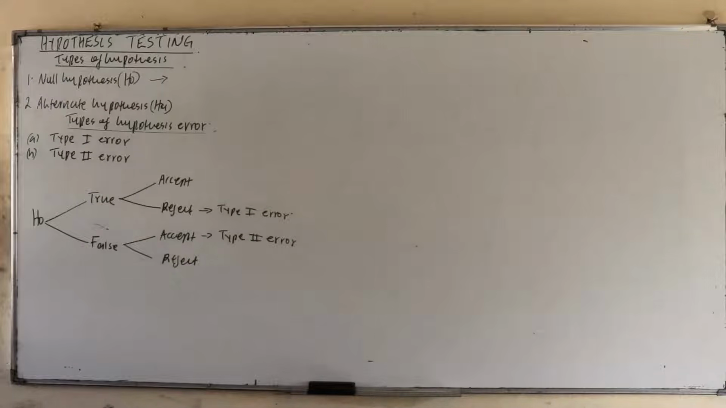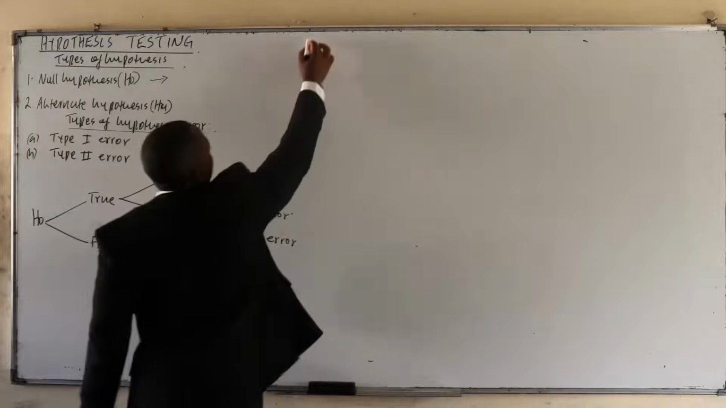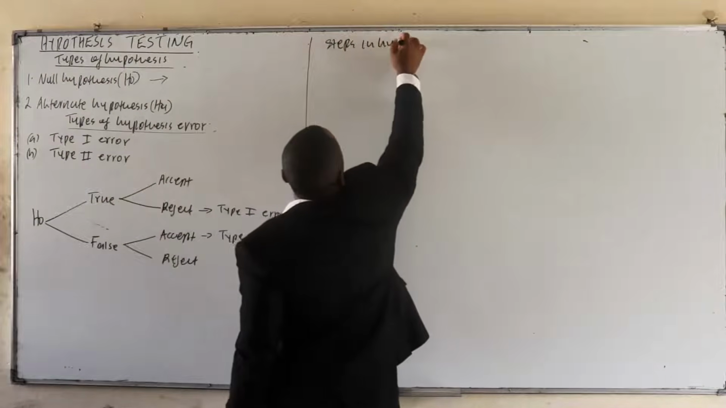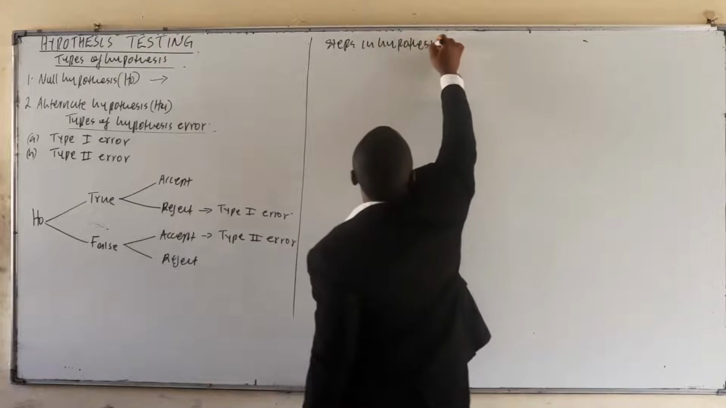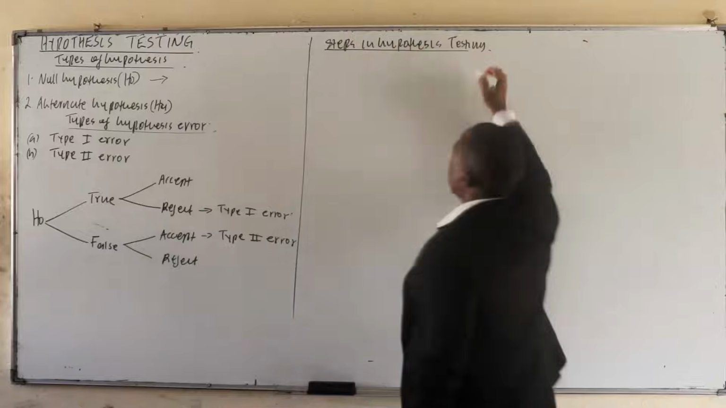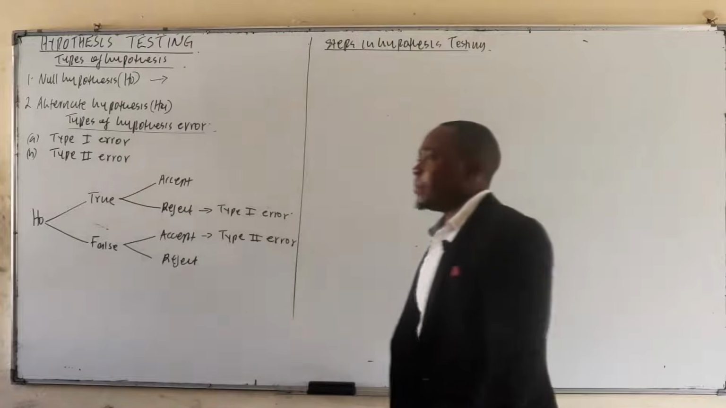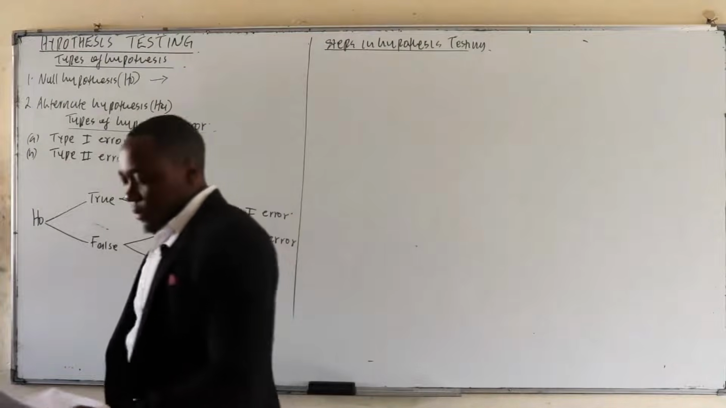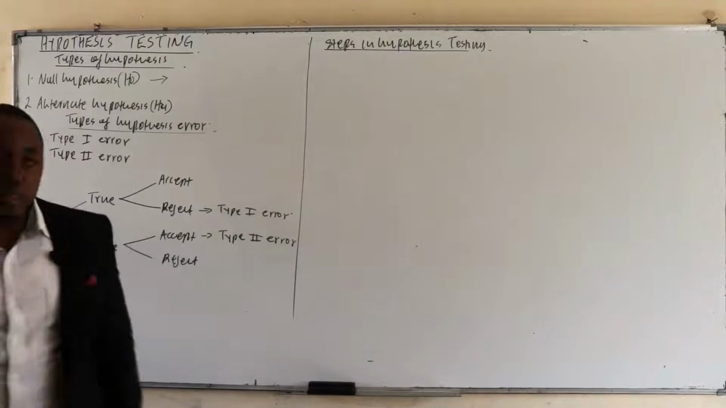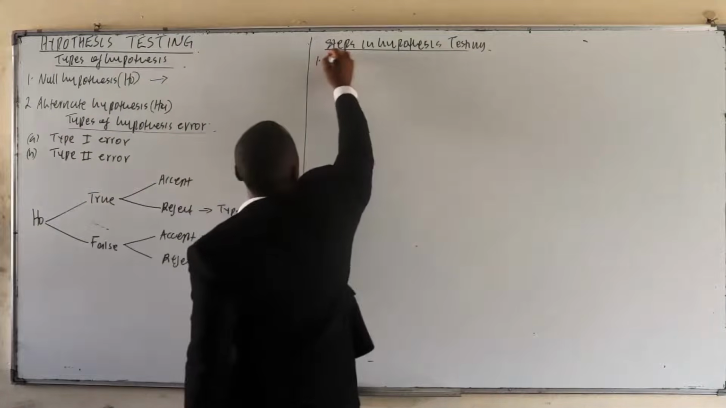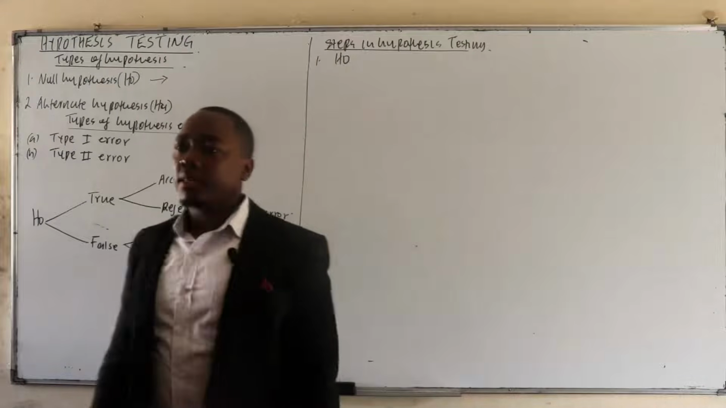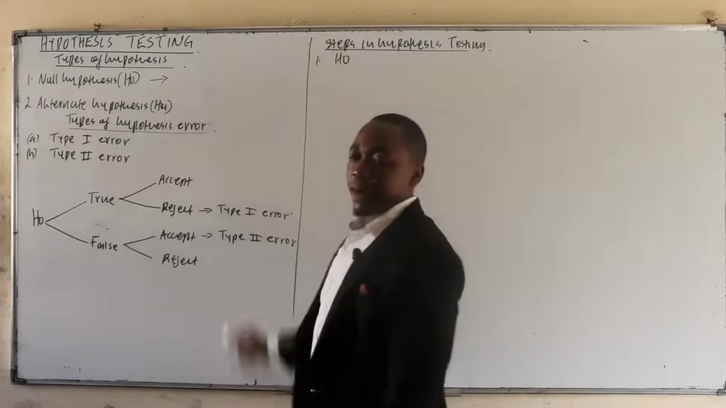Now let's look at steps in hypothesis testing. When conducting hypothesis testing, what are some of the steps? Number one, state the null hypothesis. You state the null hypothesis in bracket H0.